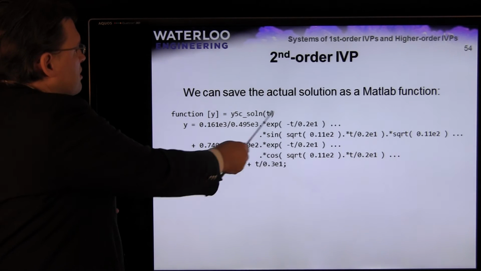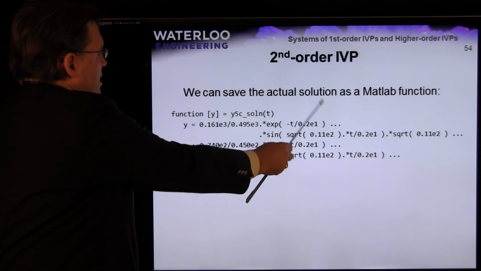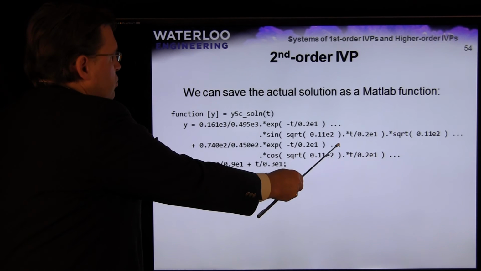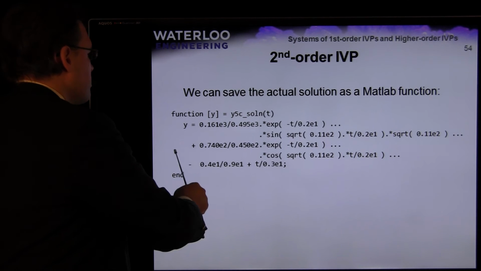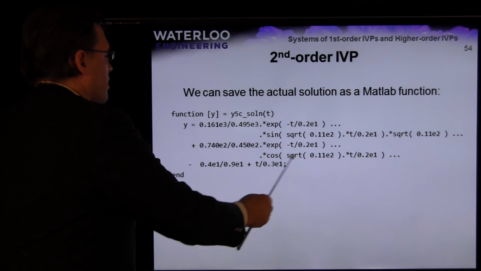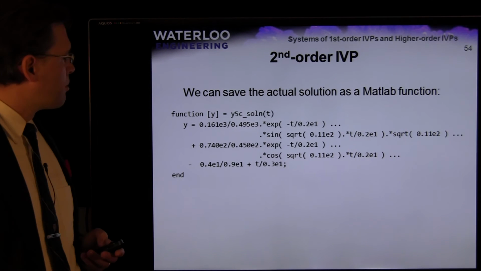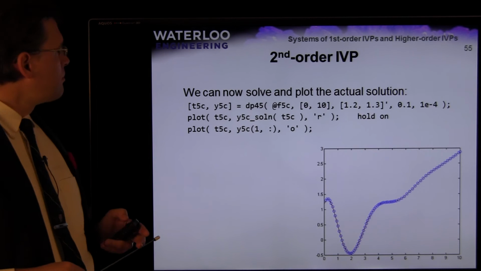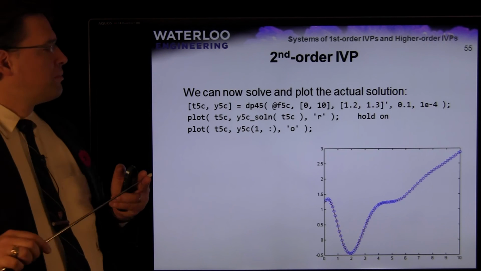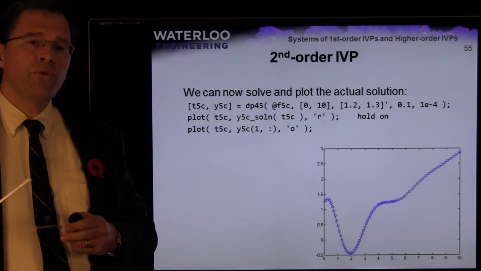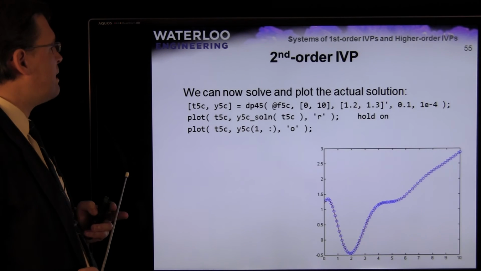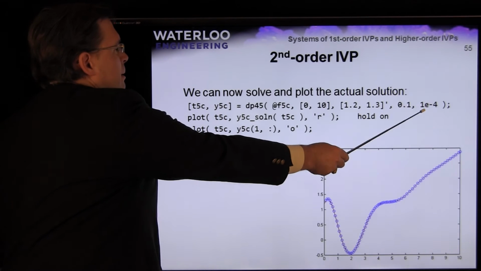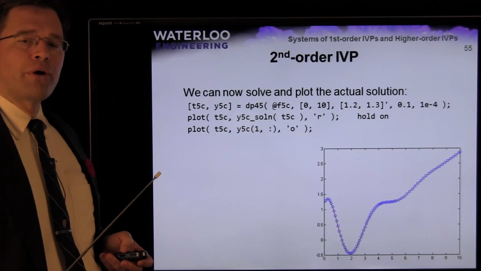We have a constant times an exponential that's decaying, times a sinusoid that depends on t, times the square root of a value. Exponential, cosine, and then another term that depends on t. So now we can plot both the actual solution we got from Maple and our approximation using dp45 with epsilon step equal to 10 to the negative 4.